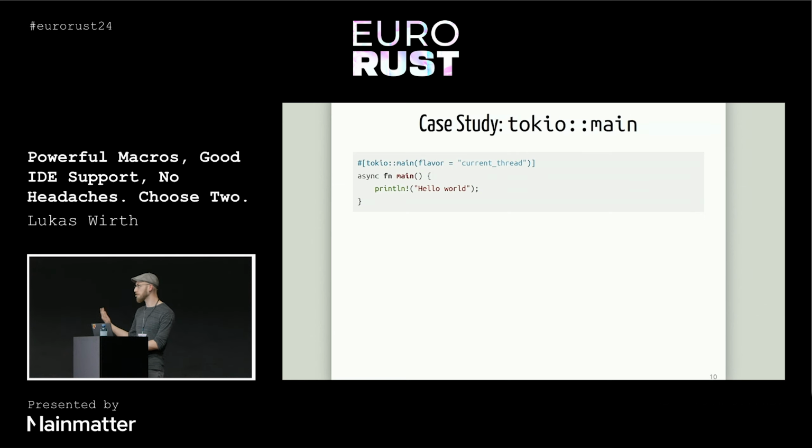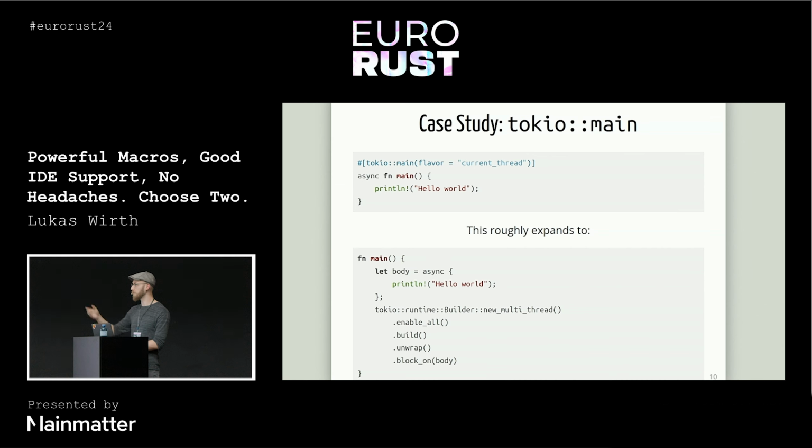And the attribute I'm talking about here is the Tokio main attribute, which is not really complicated. It takes some async function and turns that into a sync function that then spawns a runtime to actually do this asynchronous work on it, and then it blocks on it. So that attribute roughly expands to this snippet down here.